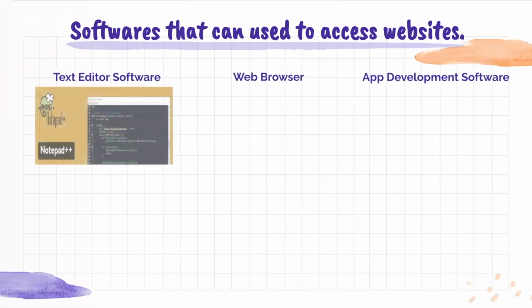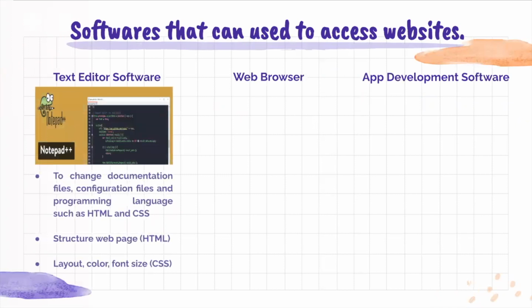For text editor software, it has many abilities which can change documentation files and configuration files. It also can edit programming language source code such as HTML, CSS, and so forth. HTML, which stands for Hypertext Markup Language, will be used to structure the web page and its content by using markup language.